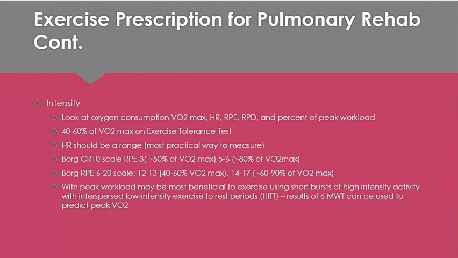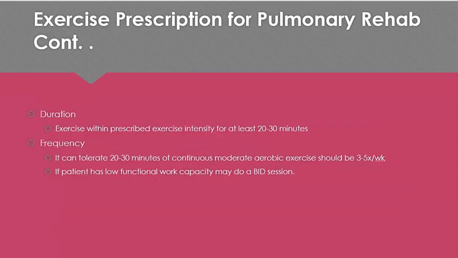Duration should be about 20 to 30 minutes for aerobic exercise. For frequency, they can tolerate 20 to 30 minutes, 3 to 5 times per week. If a patient has low functional work capacity, you may have to separate it into 2 times daily. Again, as mentioned previously, make sure you review all the respiratory pathologies before trying to perform any of these techniques.